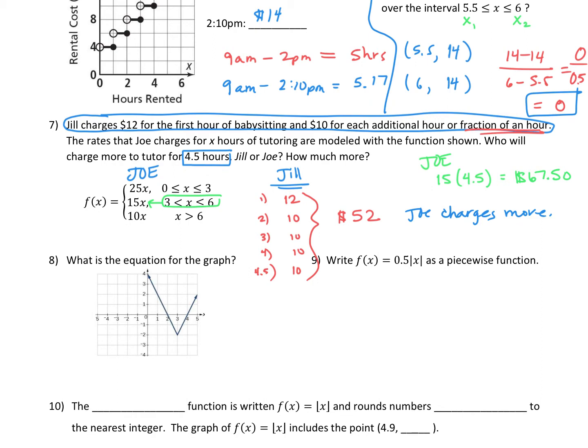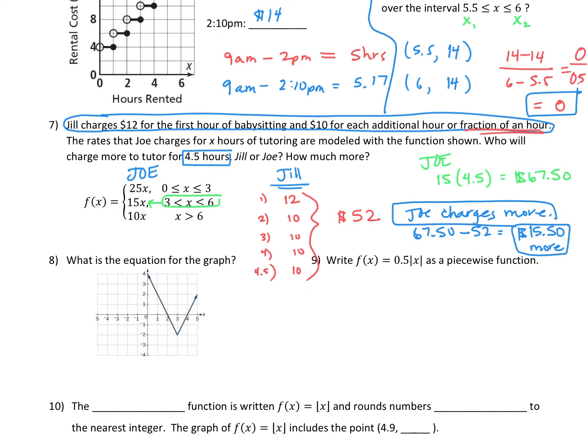And then how much more does Joe charge? So if we take Joe's total, $67.50, and subtract Jill's total, $52, we'll see how much more Joe is going to charge. And that is $15.50 more than Jill. So Joe charges more, and he charges $15.50 more.